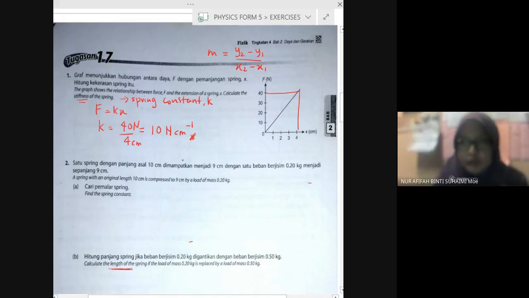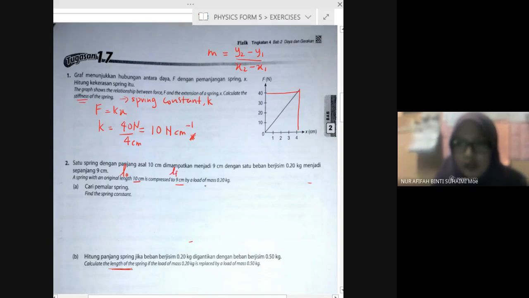Okay, this one we use the graph to find the spring constant K. Otherwise, we can use F equal to kx if there is no graph. For example, number 2. A spring with an original length. You just state in the question. Tulis terus info yang you dapat. So, original length L0 equal to 10. Compressed to 9 cm. So this is the final length.